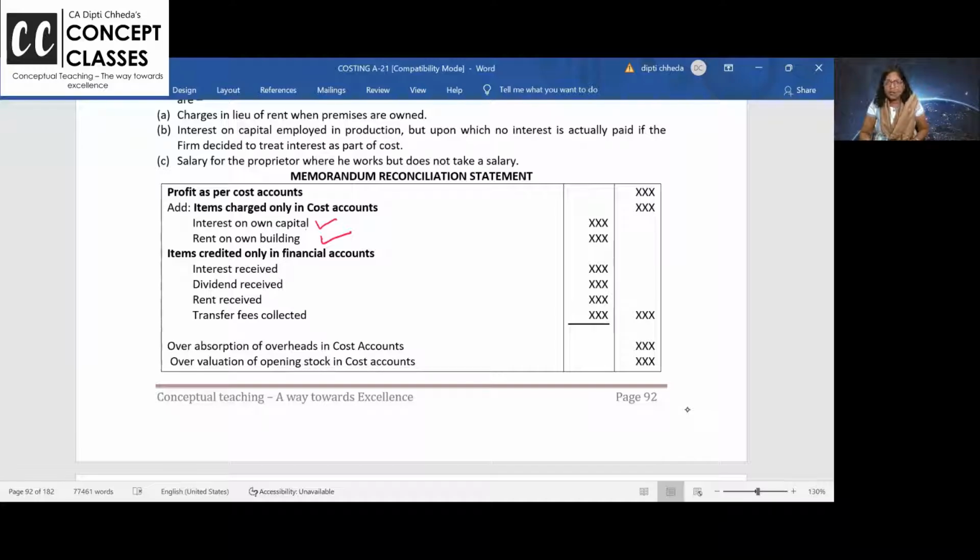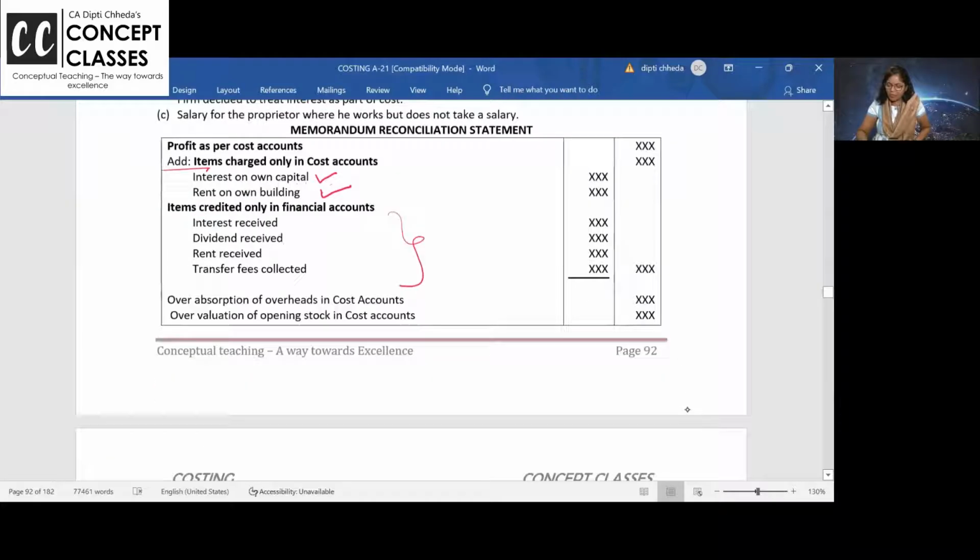Are you getting or not? Suppose you have charged interest on own capital and rent on own building, but financial books have not taken it. Because you debited interest on capital and rent on own building, your profit is less, so add back. Now, there are some incomes which are taken only in the financial books: dividend received, rent received, transfer fees. You didn't take them, so you also take them. So your credit and their credit is the same.